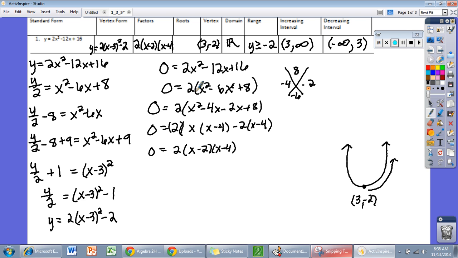That tells us our roots, because the 2 doesn't give us one of our roots, but x minus 2 equal to 0 will give us a root, and x minus 4 equal to 0 will give us a root. That gives us a root at x equals 2 and at x equals 4. So 2 and 4 are both roots.